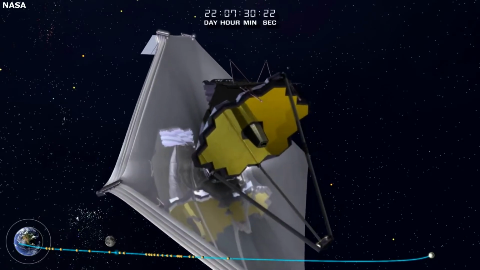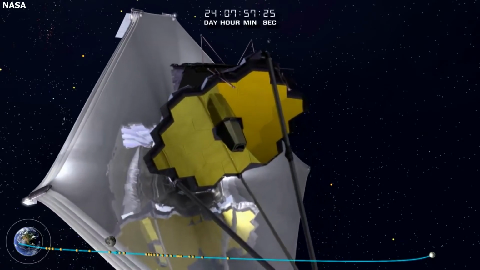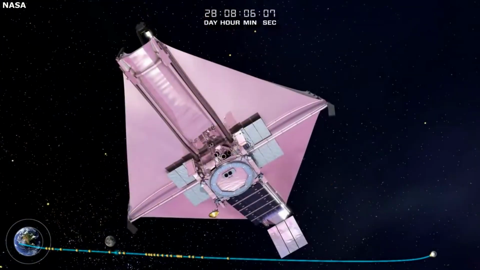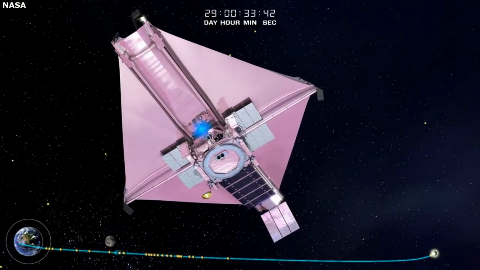With the JWST well on its way to L2, we will have to continue waiting and hope for success. Not too long from now, it could be capturing images of not only early stars, but exoplanets as well.